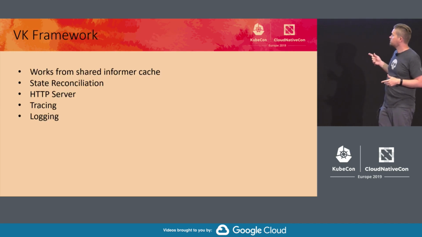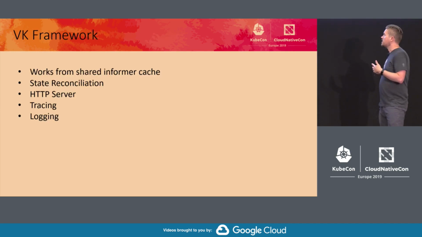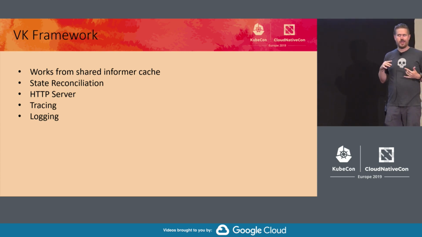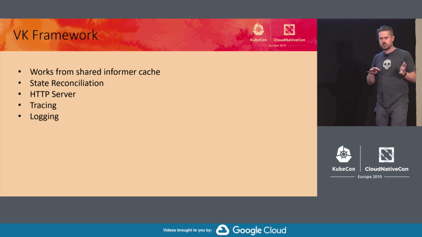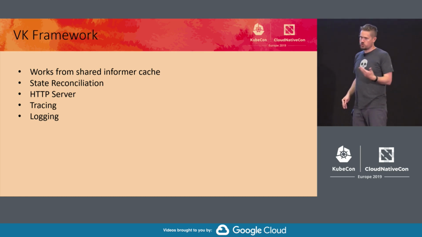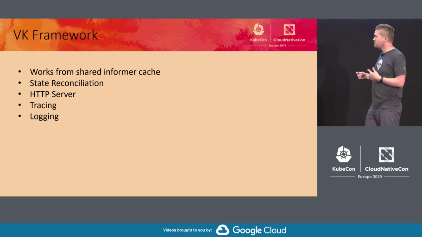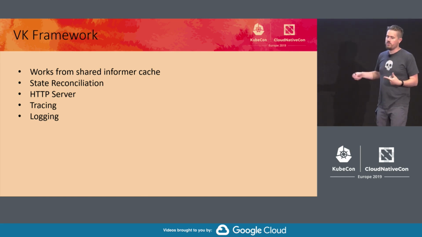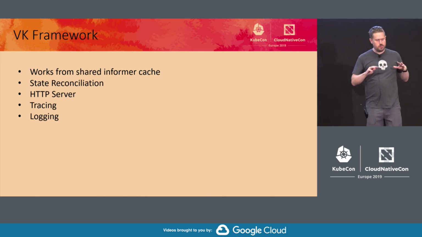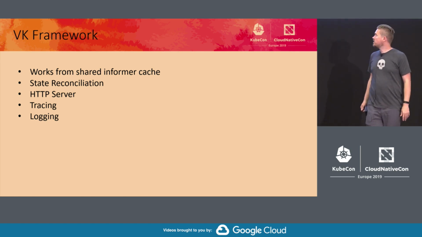The framework works from a shared informer. It does state reconciliation. The kubelet has a couple of HTTP endpoints. If you're going to exec into a container or try to get logs, those go through an HTTP endpoint, like if you do a kubectl exec. So the virtual kubelet exposes that and figures out how to invoke the provider, and the provider is responsible for translating that back down. It does things like tracing and logging so you can get good information about what's happening.